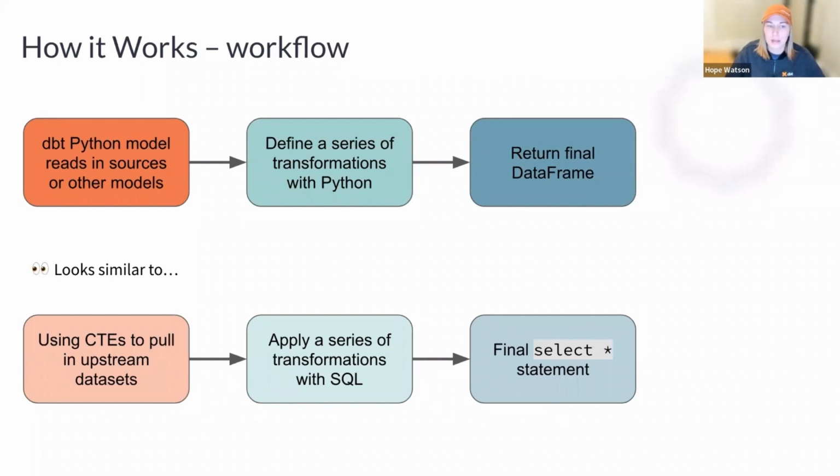How this works at a high level is really similar to how it works in SQL. So dbt Python is reading in a model and sources from upstream. We're defining a series of transformations with Python, and we're returning that final data frame. In SQL, we're using those common table expressions, CTEs, for pulling in that data. We're using SQL to transform our data, and we have a final select star statement.